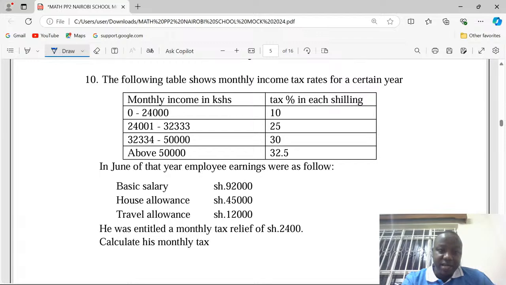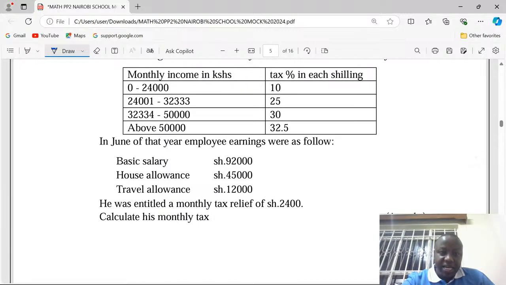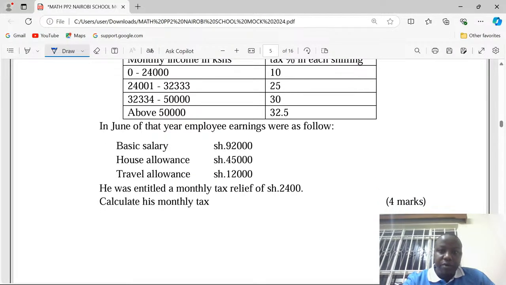Number 10, the following table shows monthly income tax rates for a certain year. So we have the income in Kenya shillings in the table, just as shown. Then the tax rates given in percentages for every Kenya shilling. We can see the table there.